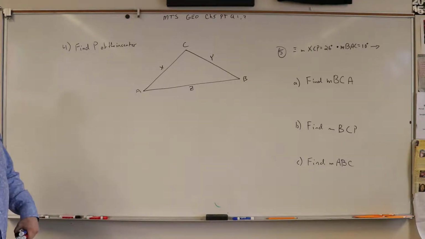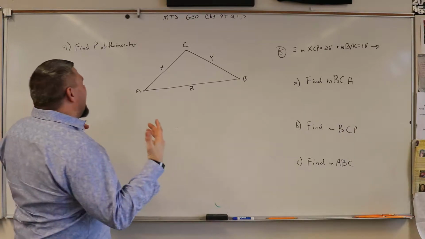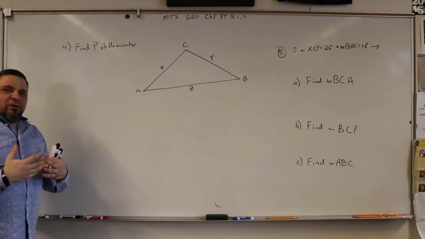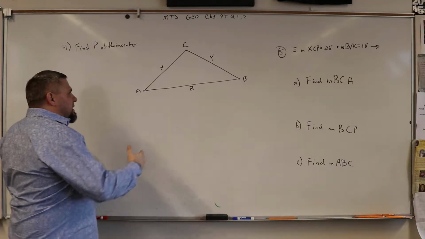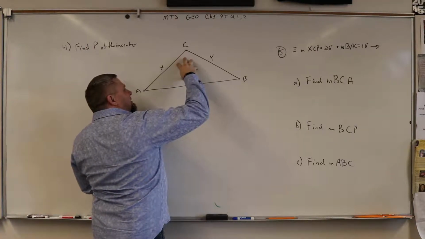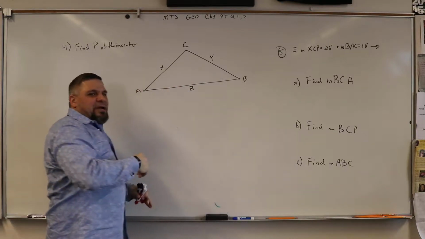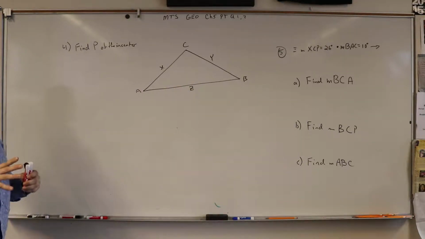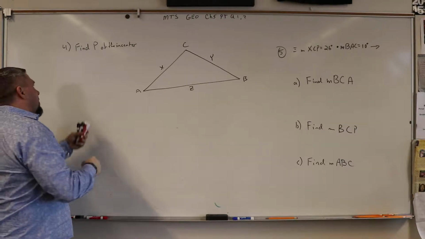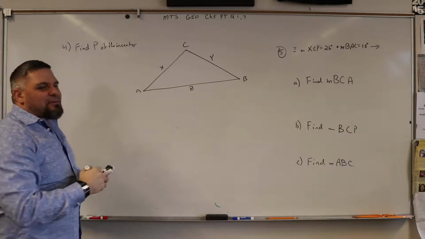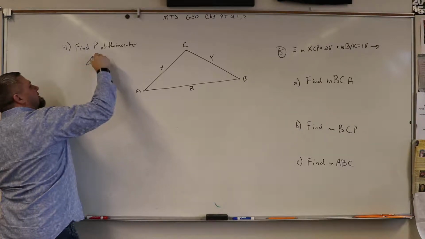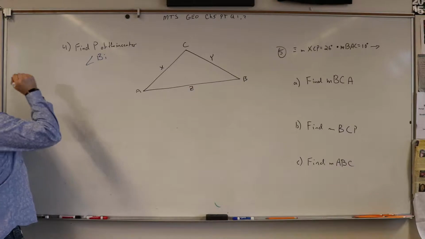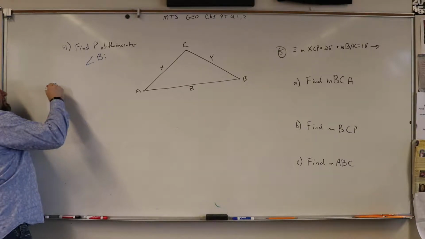Alright. So, we gotta find P, which is the incenter. The thing to know about the incenter is it's always inside. That means that the circle is inside. It creates that circle that's inside. Okay? If we're going to find that circle that's inside, we're going to use what's called the angle bisector. So, how do you find P?